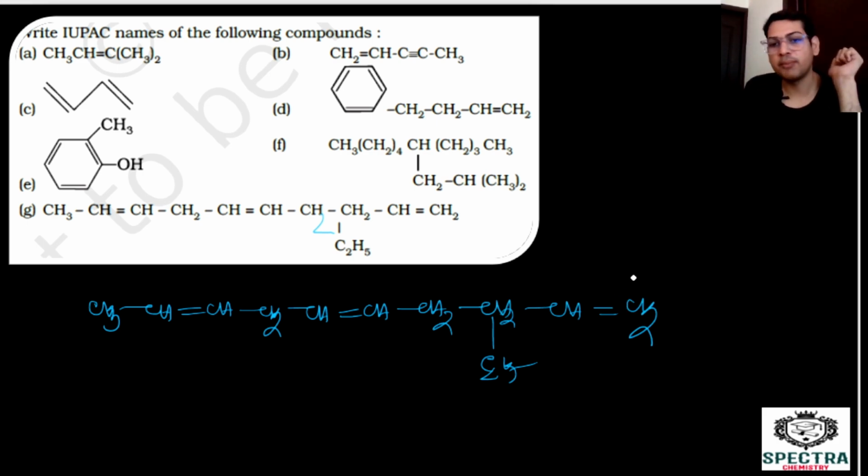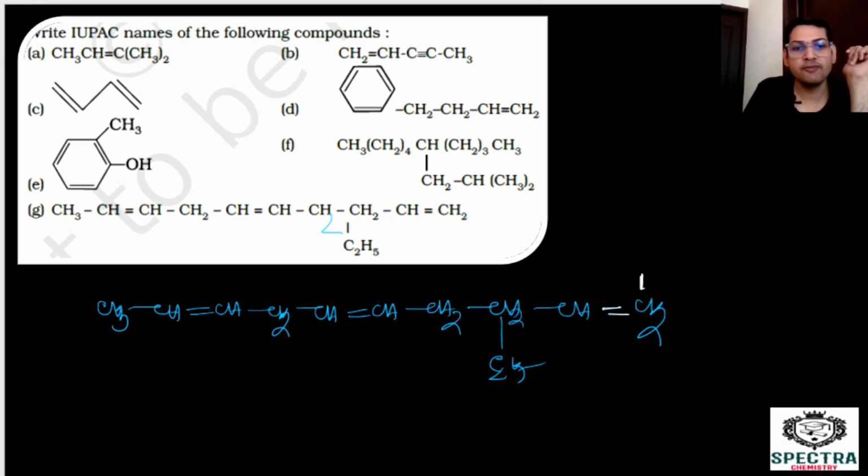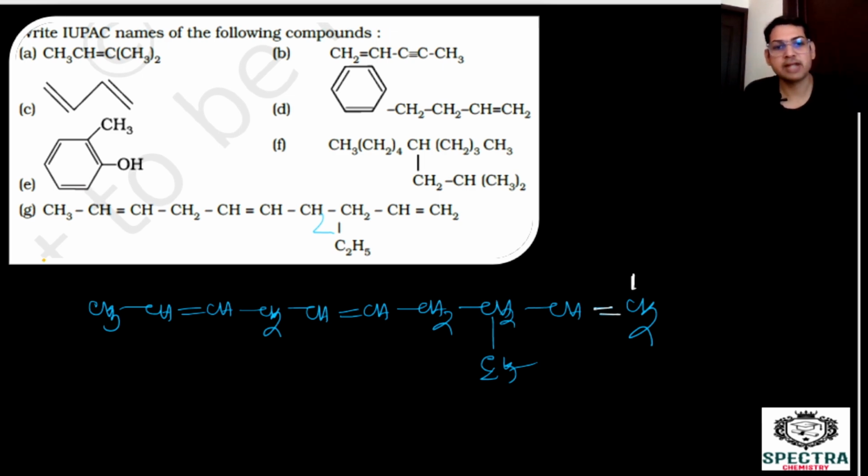You see, I have to start numbering from this side. Sir, why? Because if I start from here, I'll get my double bond at carbon number 1. But sir, by any chance, if I start from here, 1, 2, then what will happen? At 2 position, I will get my double bond. No. What I have to do is find my double bond at the lowest possible locant number. So 1, this is 2, 3, 4, 5, 6, 7, 8, 9, 10.